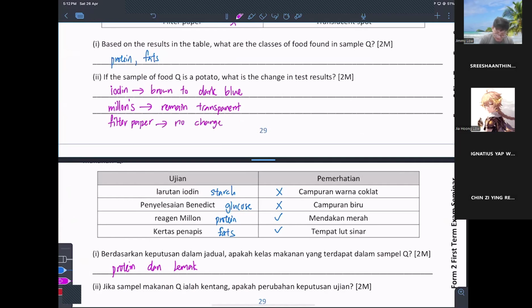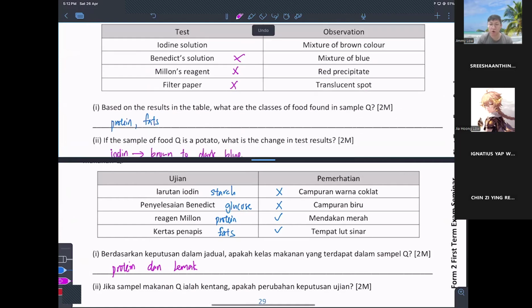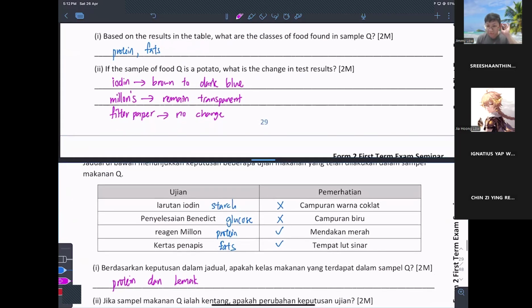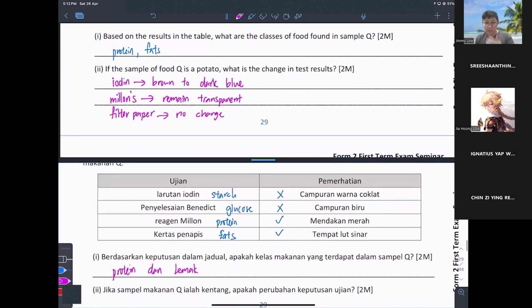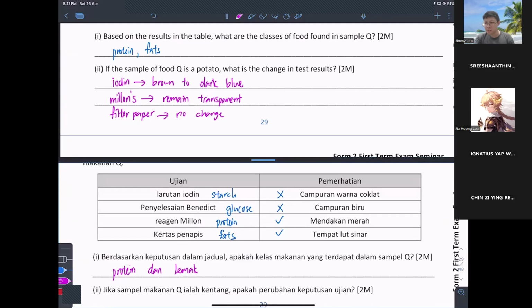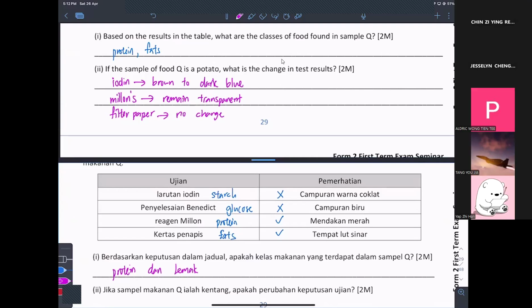There is no translucent spot or whatever on the filter paper. So you see, these are the changes compared to the food sample Q. In here, you have to give the complete answer. Don't just give 1 or 2 points and then jump away. It doesn't help a lot.